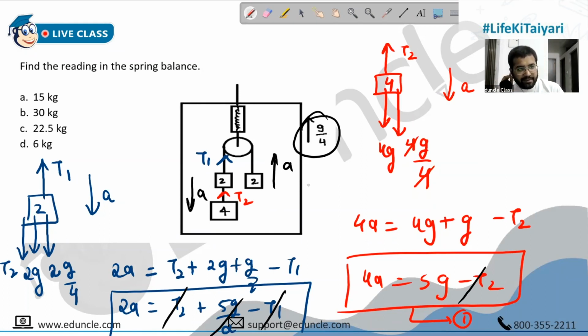But why is the answer not matching? Maybe it has to be some typo or whatever. But okay, interesting. I'll check this out later and maybe tell you guys tomorrow about it. But our answer is 7.5 kg as of now. Keep that in the box.